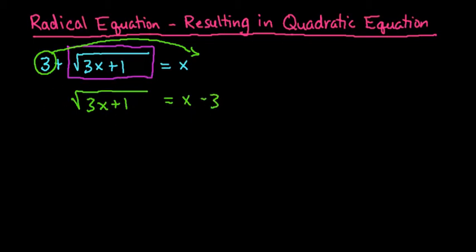So once you have the radical isolated, remember that what we do is we square both sides. Or if it was the cube root, you would cube both sides. Fourth root, you would take it to the fourth power, etc. So for this one, we're going to square both sides.